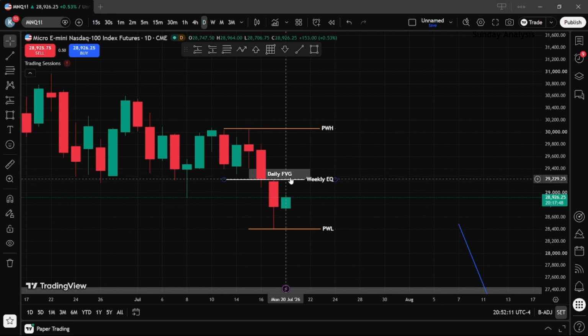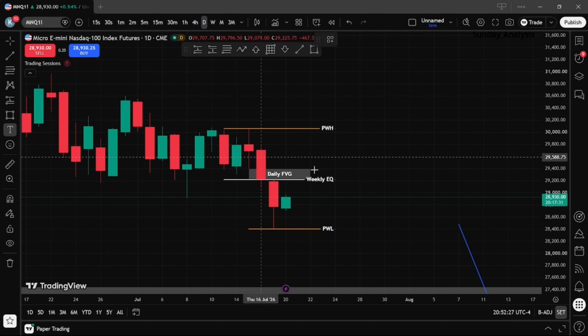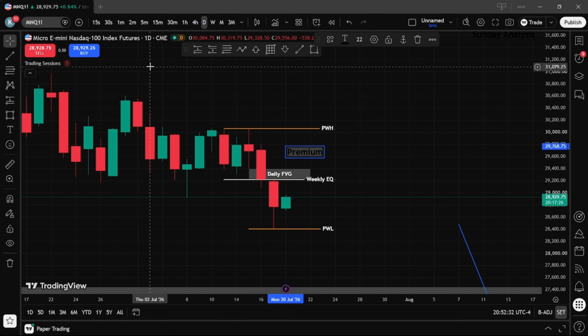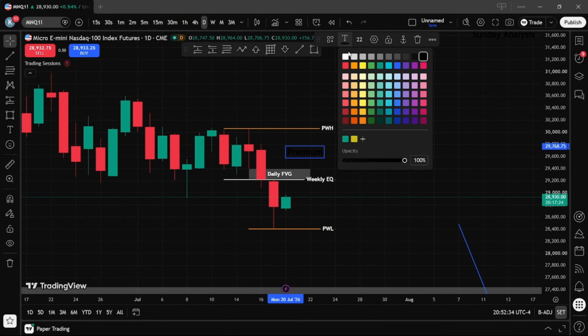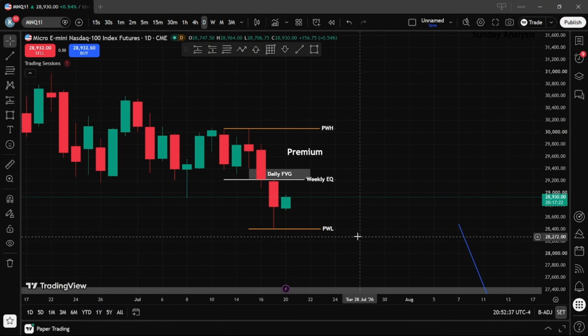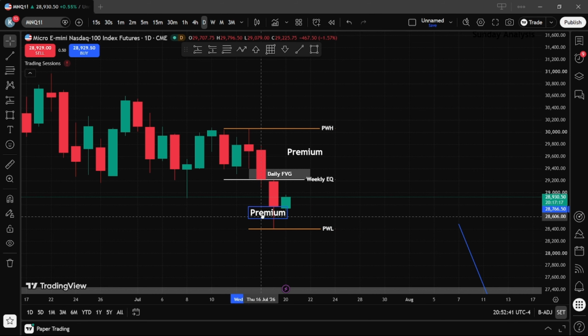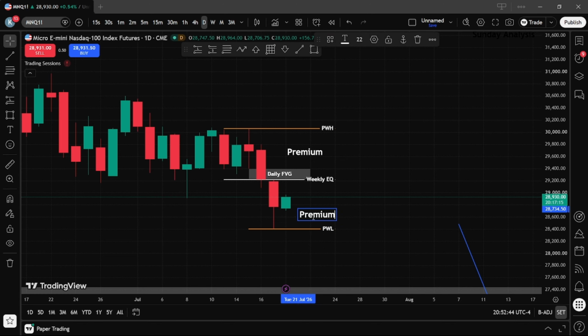We created this equilibrium, and honestly, this is a valid daily fair value gap because it's in the higher portion of the previous week high and low range. This is the premium part. That's the premium. And this would be the discount portion.